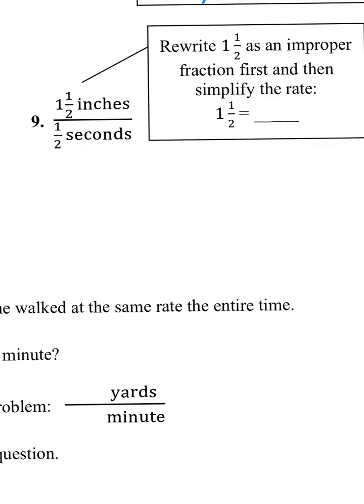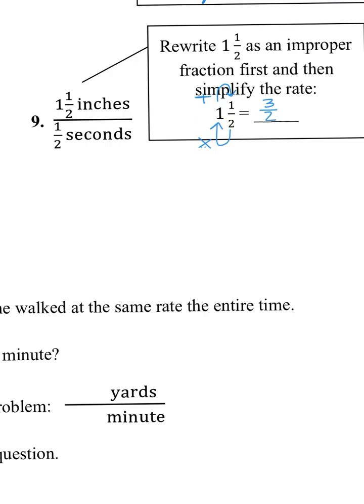Hopefully you guys are going to remember how to change a mixed number into an improper fraction, but let's go ahead and do that. So to change a mixed number into an improper fraction, I'm going to take my denominator 2, and I'm going to multiply it to my whole number. And then I'm going to add the numerator. Okay, so 2 times 1 is 2, and then 2 plus 1 is 3. So it's going to be 3 over 2. All right, so let's go ahead and set it up.